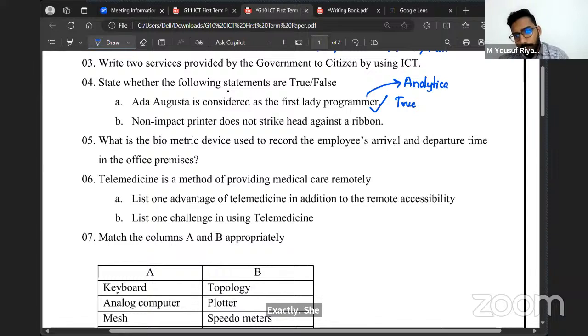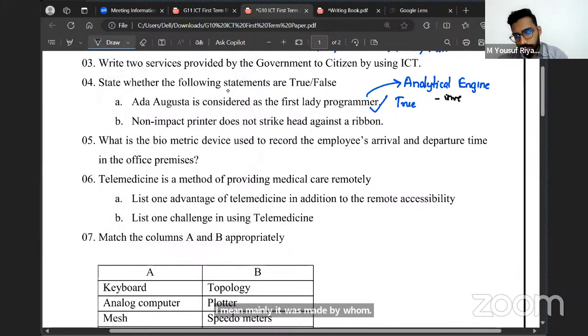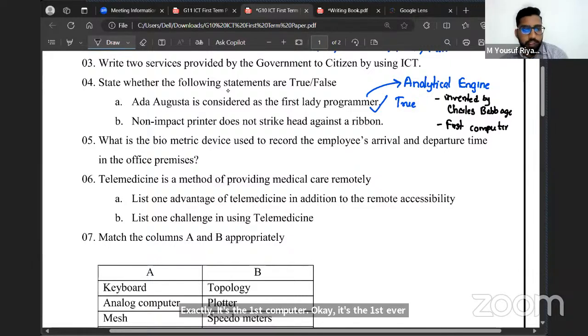The analytical engine was made by whom? It was invented by, exactly, Charles Babbage. There's a specialty of this analytical engine. It was called the first what? Exactly. It's the first computer. It's the first ever computer that was created. Perfect. Right.